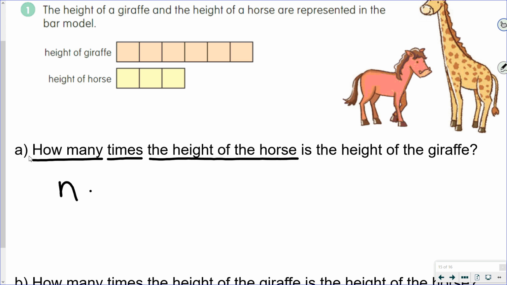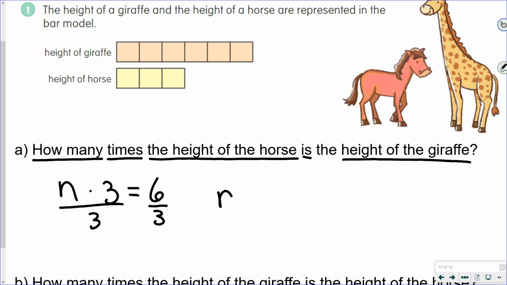The height of the horse. Well, we come up to our bar model, and our horse has 3 blocks. So the height of the horse is 3. The word is tells us to use our equal sign. Height of the giraffe. The height of the giraffe is 6. So now we have an algebraic equation. Since we're multiplying by 3 to isolate the variable, we have to divide both sides by 3. 6 divided by 3 is 2, so n equals 2.